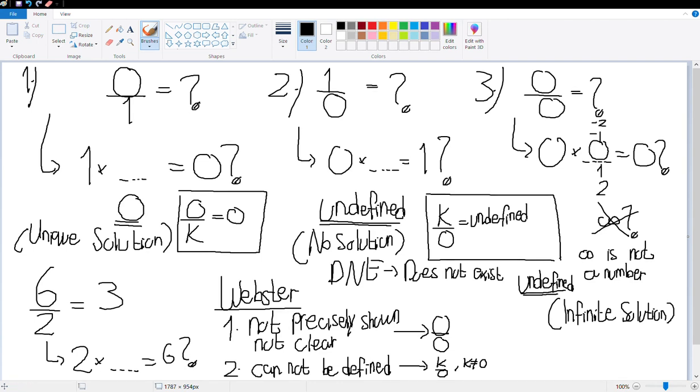But later, in a higher grade, let's say when you learn calculus, especially in a topic called limit of a function, you will learn what you call the indeterminate form. What does indeterminate form mean? It basically means a form that does not have a certain value or exact value. You cannot determine it exactly. That's why it's called indeterminate form.